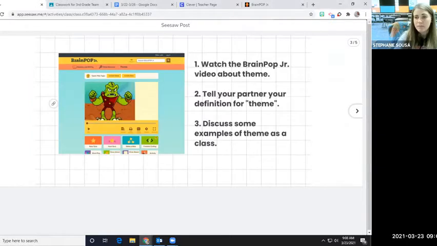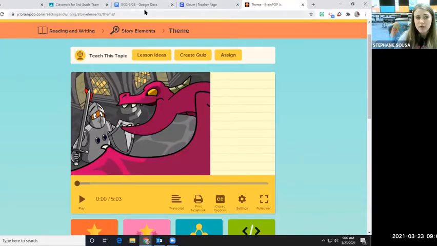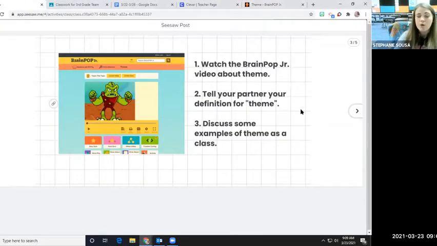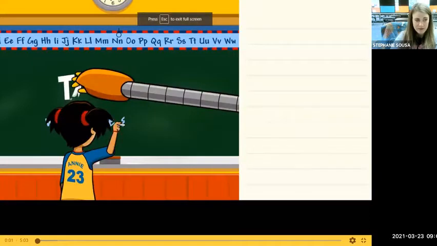We're going to take a look at a brain pop about theme. And I want you to be thinking about a few things while you are watching this, because we are going to have some discussion after. When you are done, you're going to go into a breakout room and you're going to tell your partner your definition of theme. Okay, what is theme? You're also going to discuss some examples of theme as a class. Okay, so you're going to define the word theme to your partner. I'm going to call on you randomly to tell me what theme means. Okay? Alrighty, here we go.